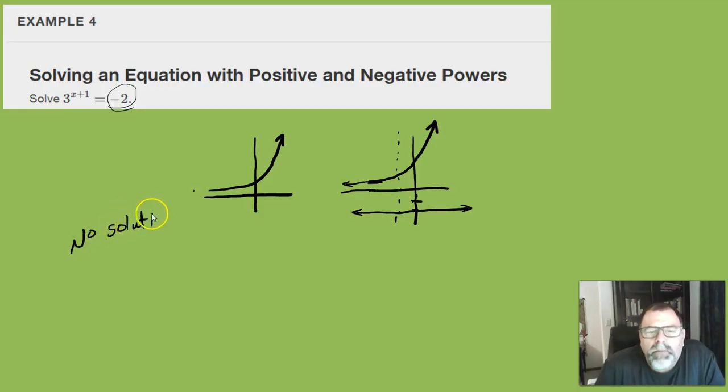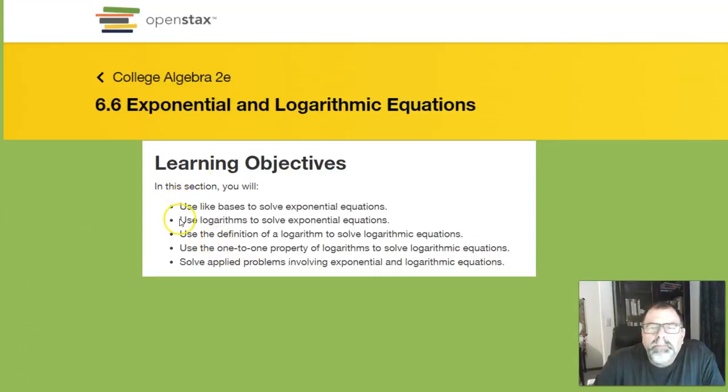Now we're going to learn some other techniques later on of how we would approach this, but if you stop for a second and think about what the range of this function is, the range is from 0 to infinity, so there's no way that a positive number can be equal to a negative number. Okay? Alright, on to the next learning objective.